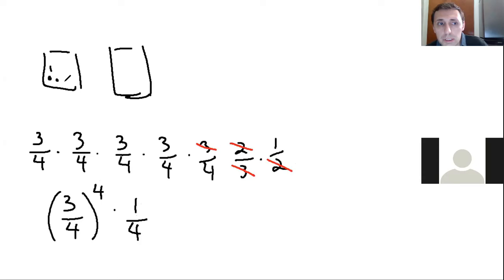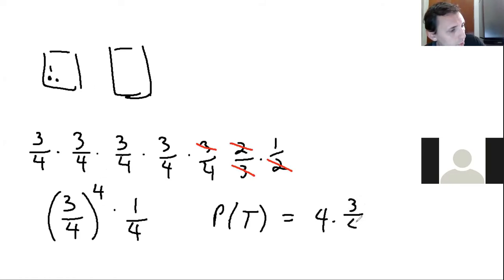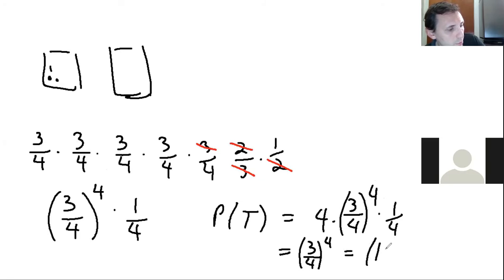But I want the probability that T survived. So it's 1 of 4 molecules, right? So the probability that the last molecule was T is the probability the last molecule was 1 plus the probability the last molecule was 2 plus the probability the last molecule was 3 plus the probability the last molecule was 4, which is simply 4 times, if I just make molecule 2 the focus, it will be the same probability. So it's 4 times 3/4 to the power of 4 times 1/4. So that equals simply 3/4 to the power of 4, which I can also write as 1 minus 1/4 to the power of 4.